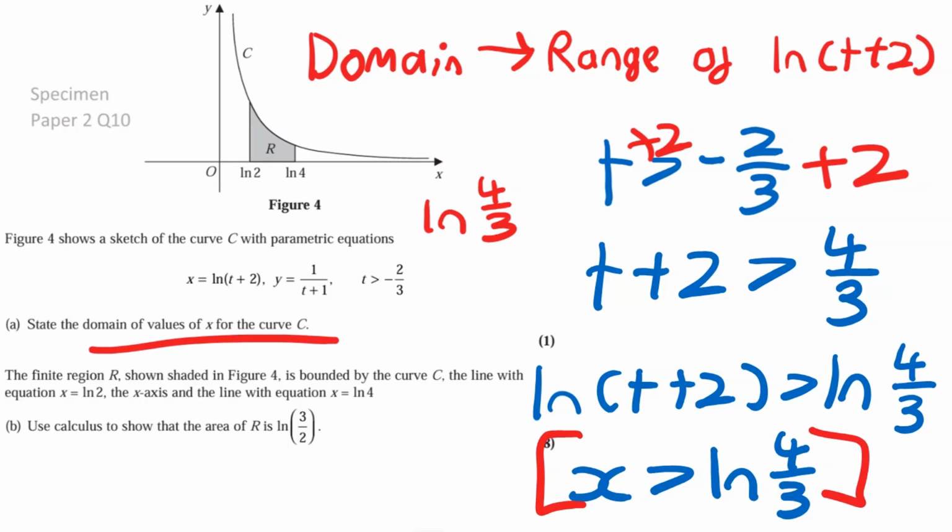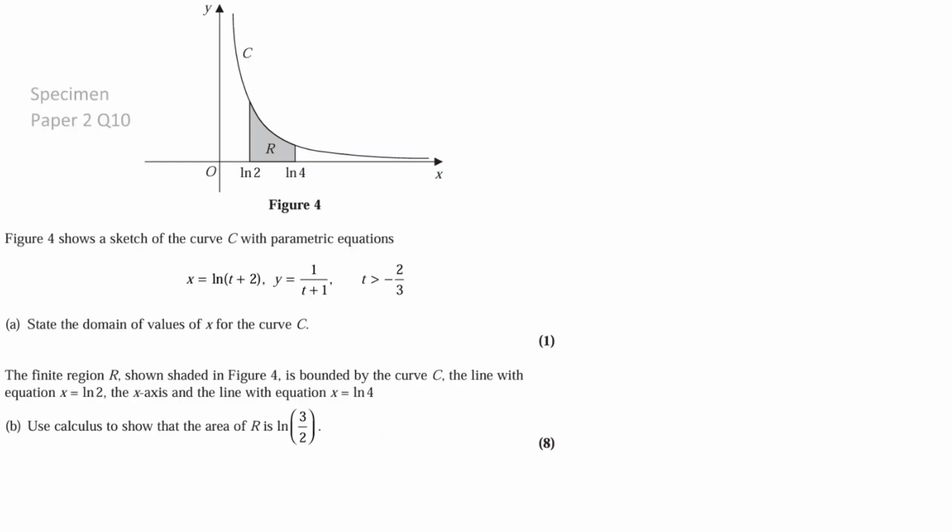Okay, and then for part B, it starts talking about this region R here that is bound by the curve, the x-axis, and the line x is equal to the natural log of 2, and the line x is equal to the natural log of 4. And we need to use calculus to show that the area of this region R is the natural log of 3 over 2. So let's set up the integral as we normally do.